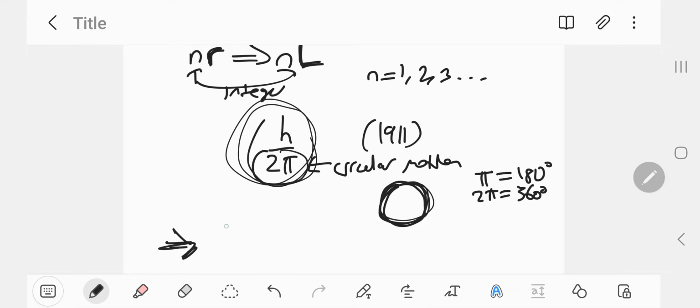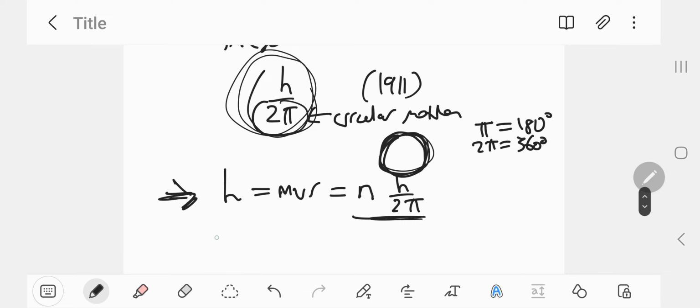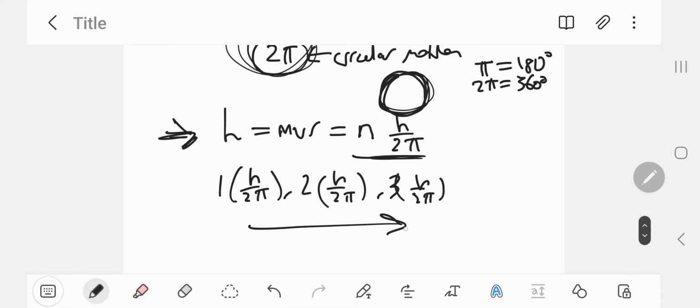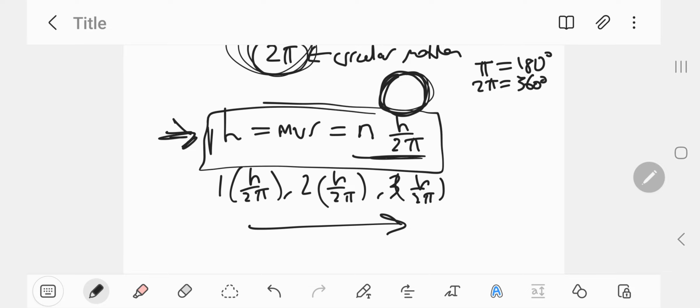So Bohr therefore proposed that angular momentum L, which is just mvr from before, is quantized in terms of units of h over 2 pi: L = nh/2π, where n can be 1, so you can have 1 h over 2 pi, 2 h over 2 pi, 3 h over 2 pi. And as you go up in number, larger orbits have larger angular momentum, right? So that's Bohr's angular momentum quantization condition.